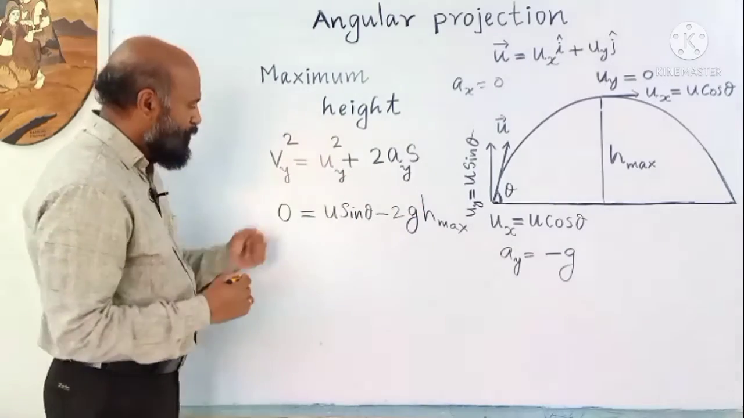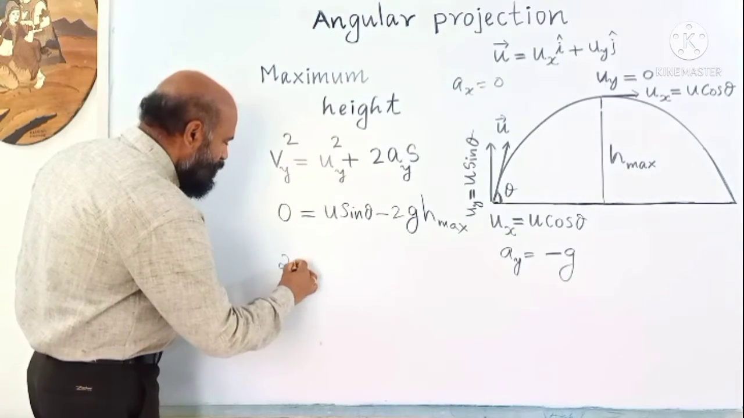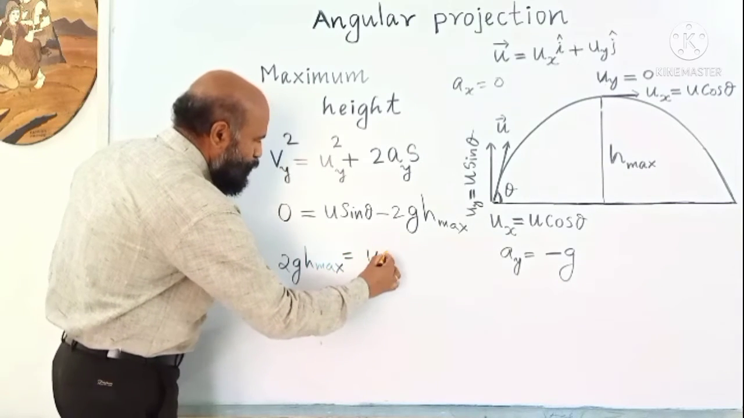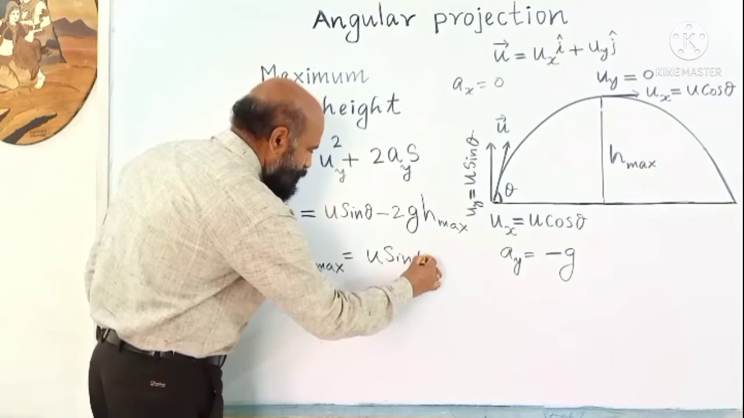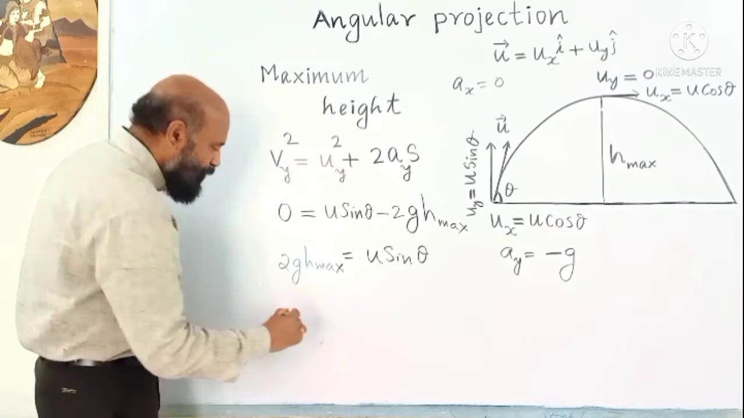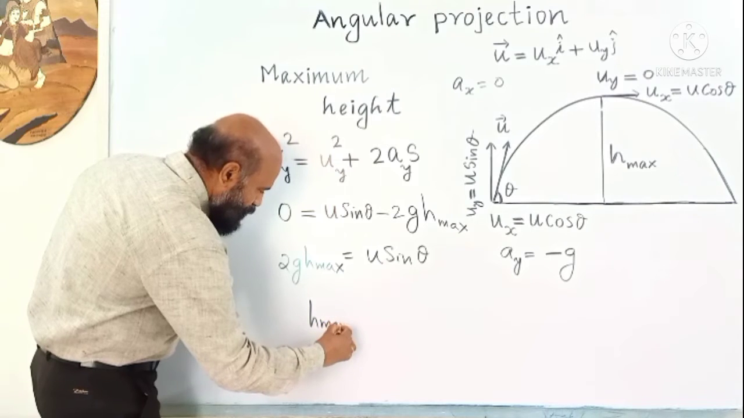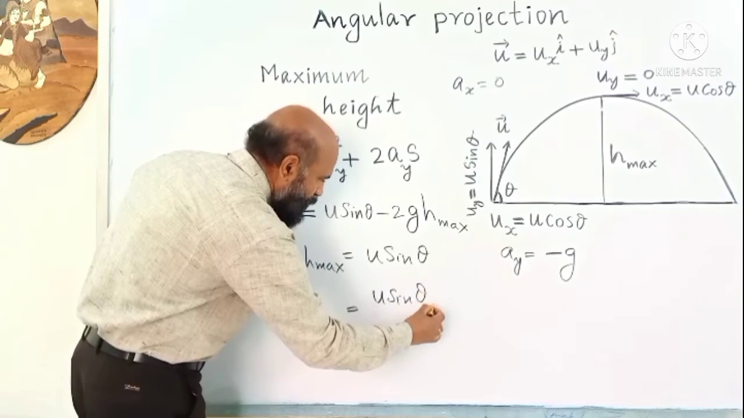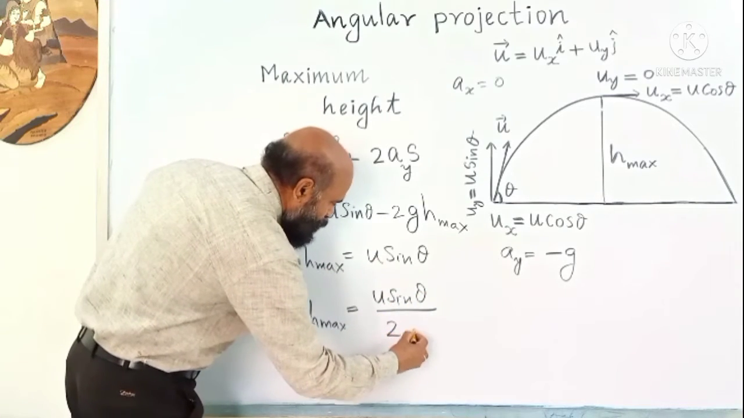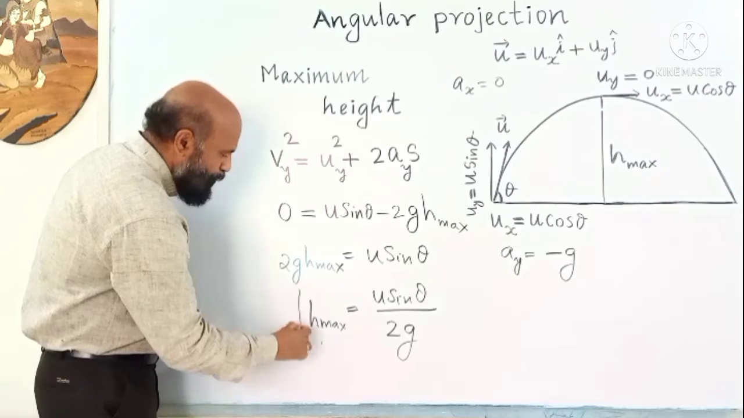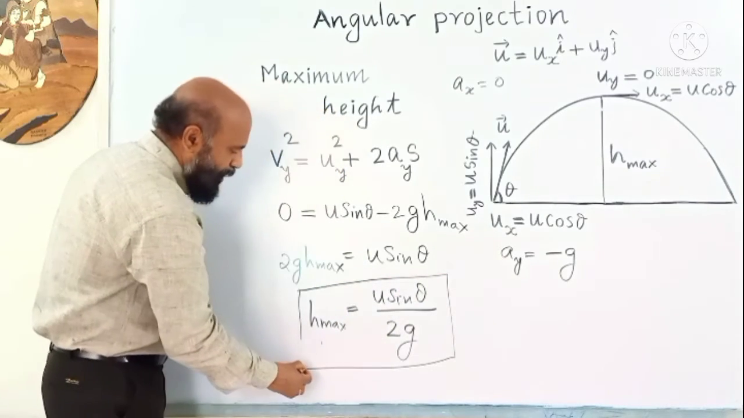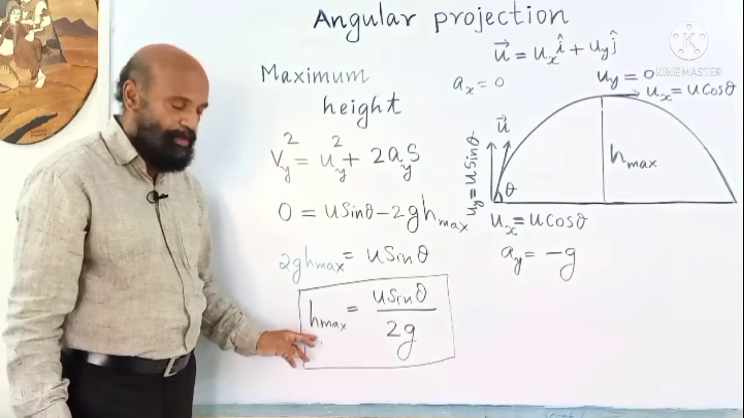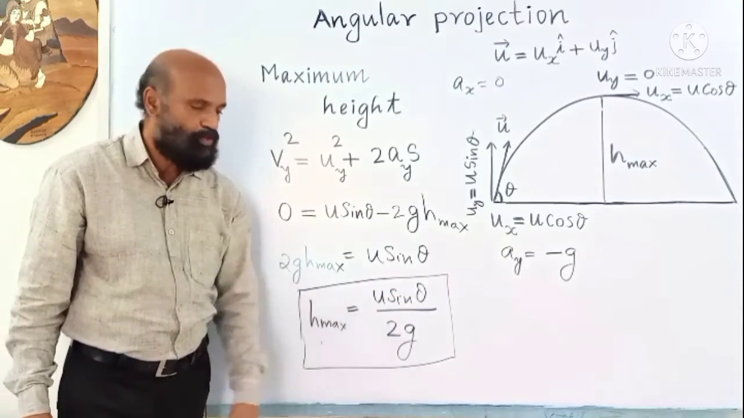Now you take this to the side. So 2g h max is equal to u sine theta squared. From this we can write h max, maximum height reached, is equal to u sine theta squared divided by 2g. So this is the expression for maximum height reached in angular projection. H max is equal to u sine theta squared divided by 2g.